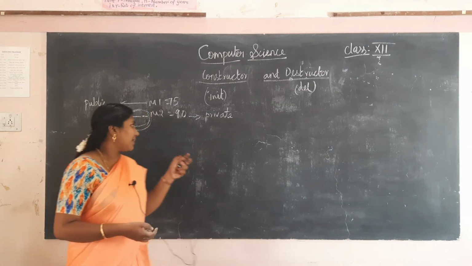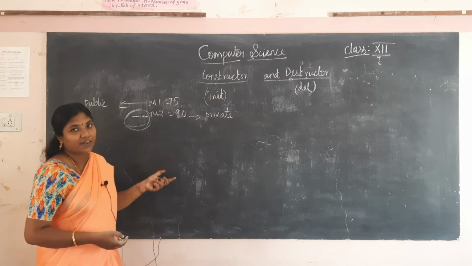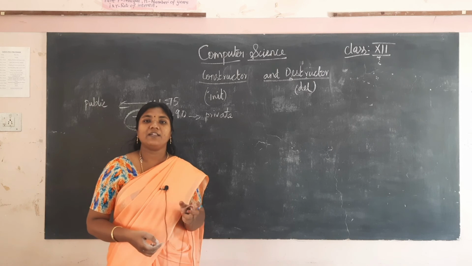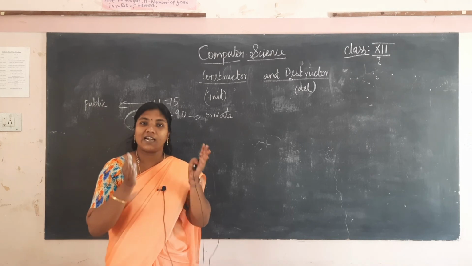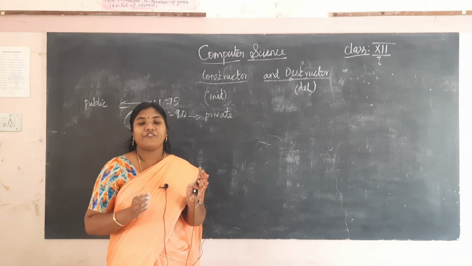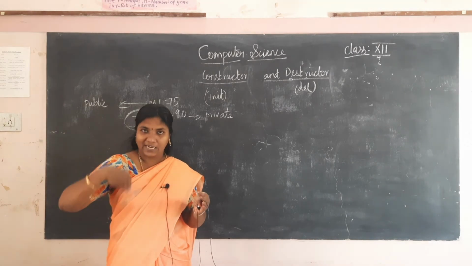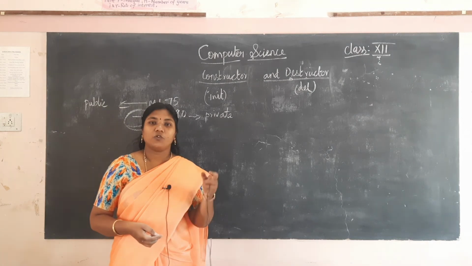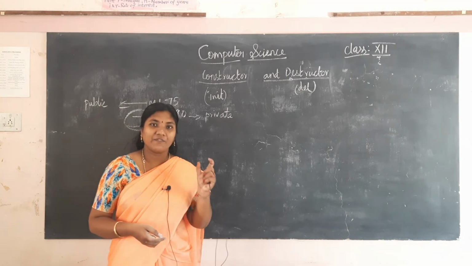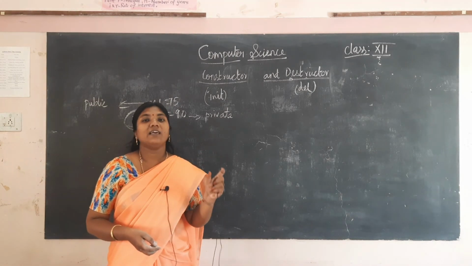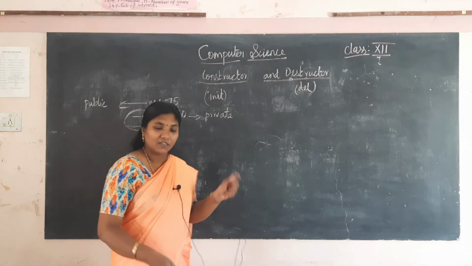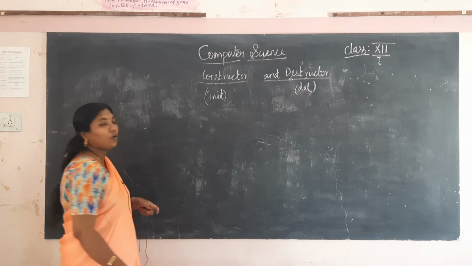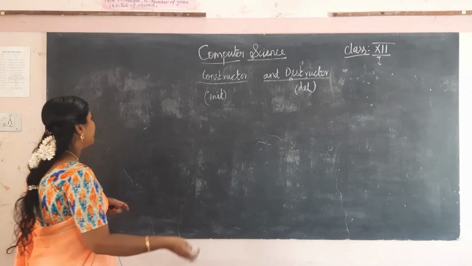If you create a private variable in a class as a class variable, then that variable can be accessed only within that class. If you access the variable outside the class, it will not be accessible. Now let us see a program in Python showing how variables are public and private.